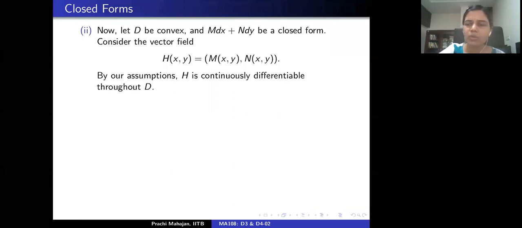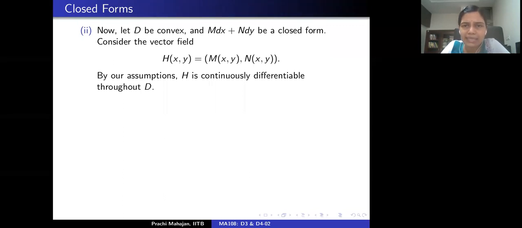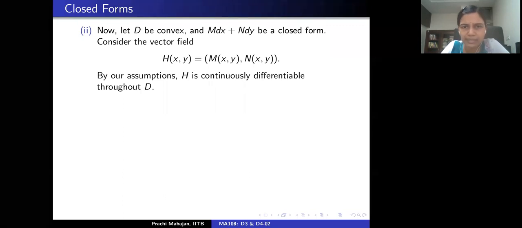Now, what is it that we know? M and N, by assumption, we assume that the first order partial derivatives of M and N both exist and are continuous on D, right? Which means that H is continuously differentiable on D, correct?